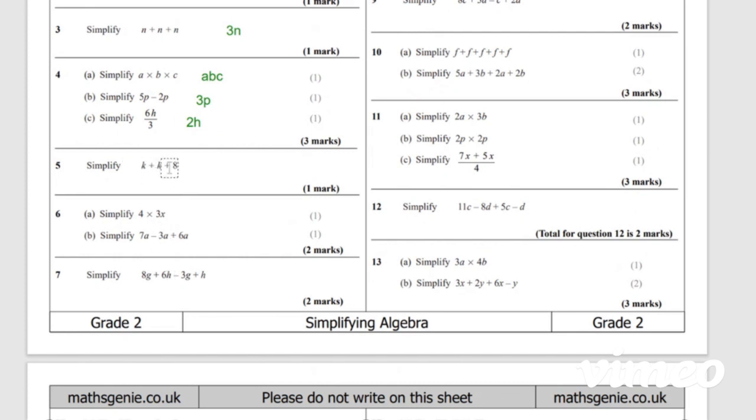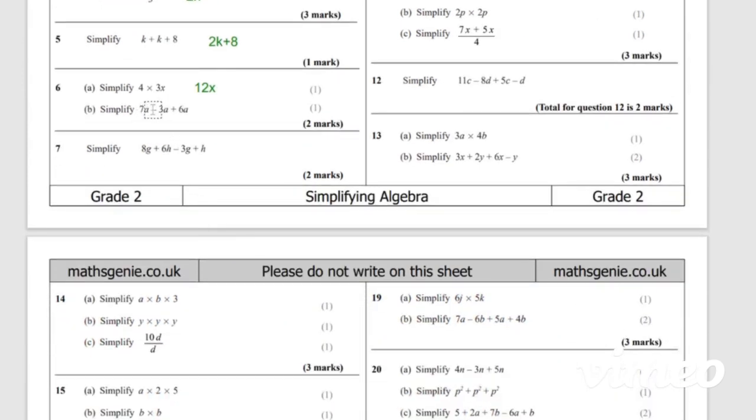This one here, just be careful that you can only simplify like terms. So we've got k and k. So there are 2k's and plus 8. And the plus 8 stays on its own here because there are no like terms. Here we've got 4 times 3x. Well, 4 times 3 is 12. And I need to add my variable, which is x.